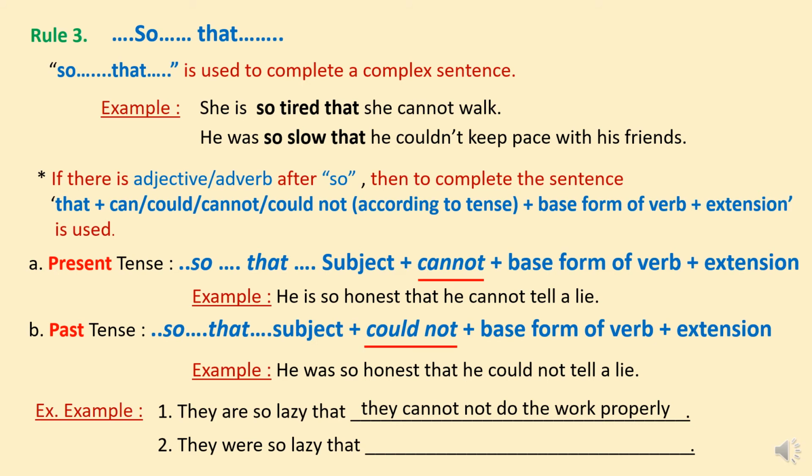Again, the second sentence. As the verb is in past in the first clause, they were, where were is the past form of the verb, so it will be could not after the subject, and it will be: they were so lazy that they could not do the work properly. Hope you have understood.